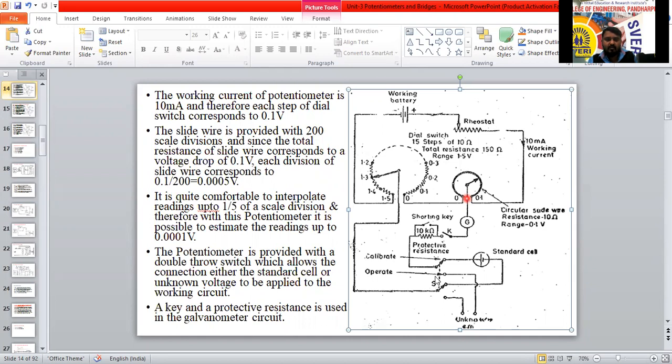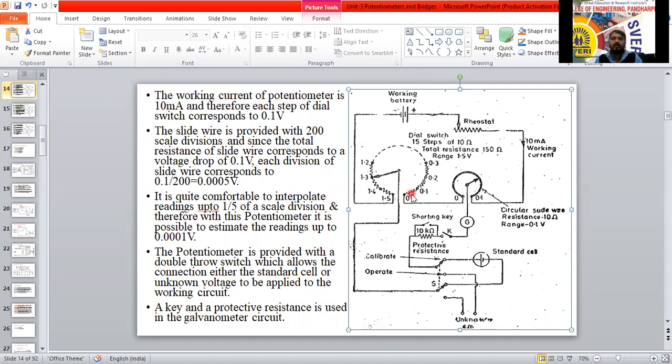In the calibrating mode, we are going to compare this one. This value will be set and we will measure that one. In the operating mode, we are going to measure the unknown voltage and we can compare this value with an already known voltage, either 1.3 volt, 0.1 volt, 0.2, 0.3. We can compare with that one here. Now the measured value is compared with that here.